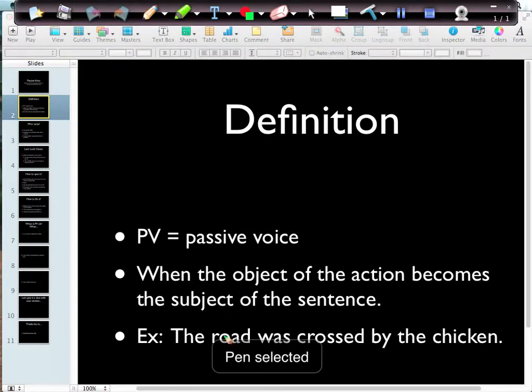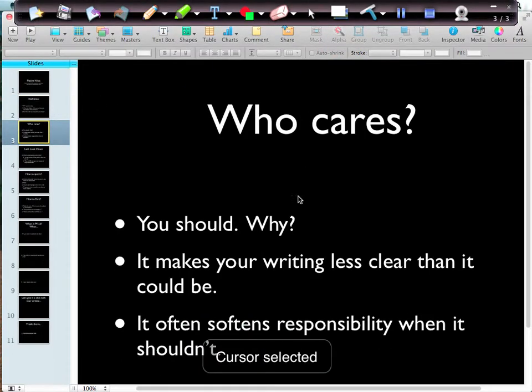The road was crossed by the chicken. What is the action happening in the sentence? Crossing. What is the subject of the sentence? I hear the road and I hear the chicken. The road. Is the road what you want to emphasize? No. It's the chicken. So see the inversion. This is actually the object that's being crossed. This should be the subject. It's what's doing the action. Okay? So let's take a look. You have to forgive me, I'm a little clumsy with this whole pen thing.